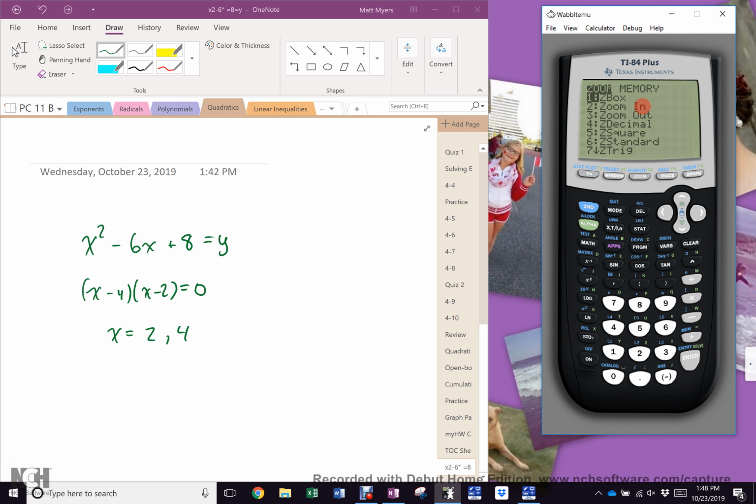I can zoom in, 2. I can zoom out, 3. I can zoom decimal. I can zoom square. I can zoom standard. Standard is a normal one, remember. But I find a very powerful one in Zoom is the Z box.